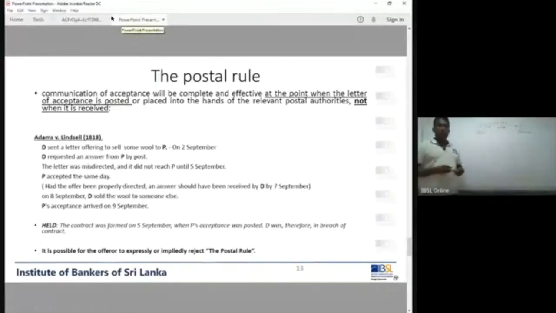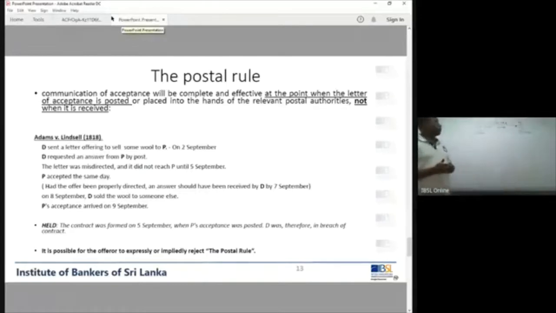Then what happened? The letter was misdirected and did not reach P until the 5th of September. So this letter got misdirected and went here and there. Ultimately, it reached P, the offeree, on the 5th of September.